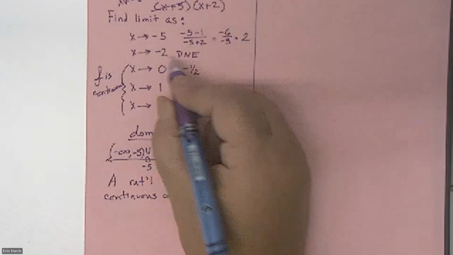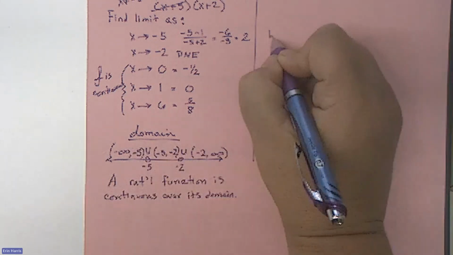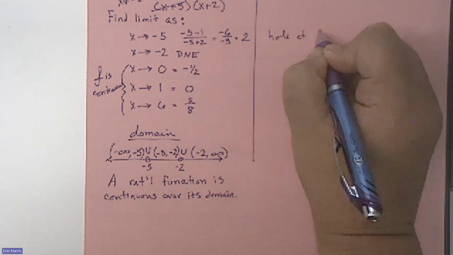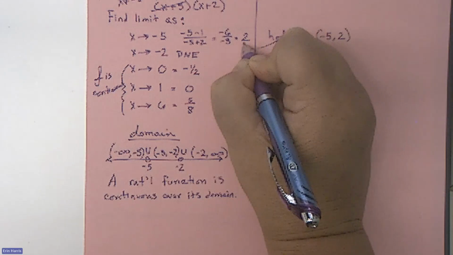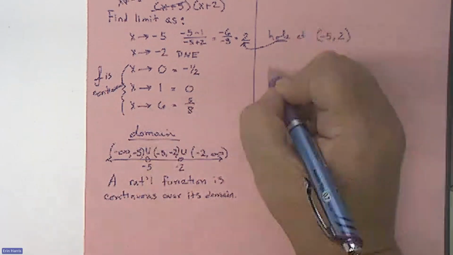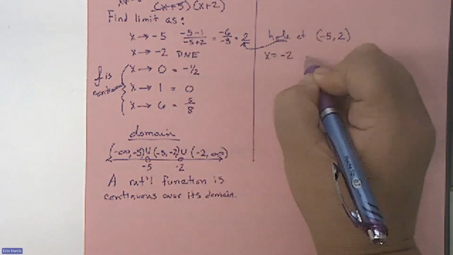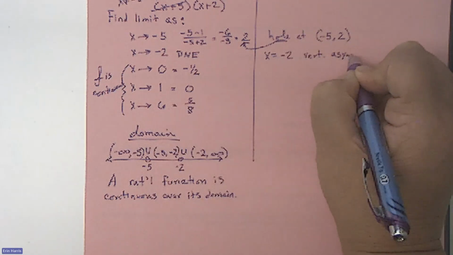Okay, so what do we have going on? Where's the hole in this graph? At what point? Emily, you look like you know. Perfect, right? So we have a hole at -5, 2. So remember, key for hole, limit exists, right? Where do we have an asymptote line? -2, so x equals -2. There's a vertical asymptote line.